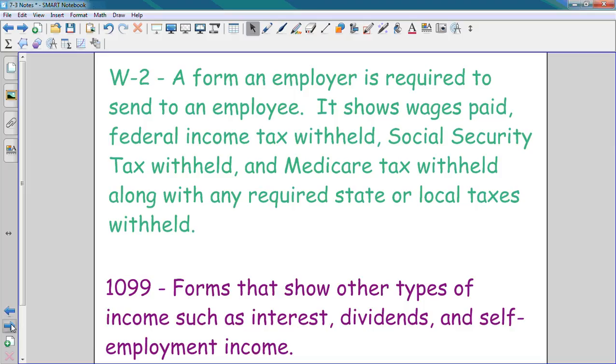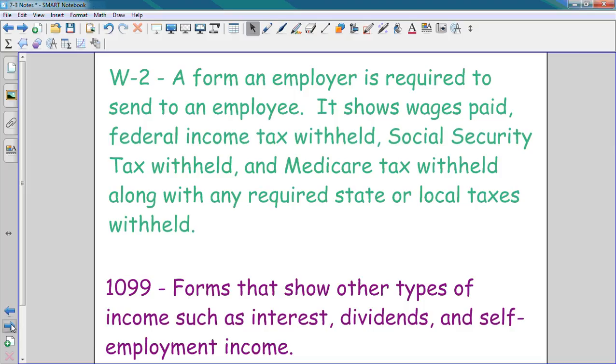A 1099 is a form that gets sent that shows you any income you received on dividends, self-employment, interest. So basically if you're pulling from a retirement account, every year your retirement account company is going to send you a 1099 showing you how much money you received that year on income.